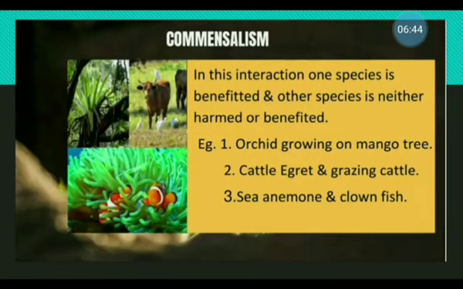Commensalism. In this interaction, one species is benefited, and the other species is neither harmed nor benefited. For example, orchid growing on a mango tree, egret and grazing cattle, sea anemone and clownfish.